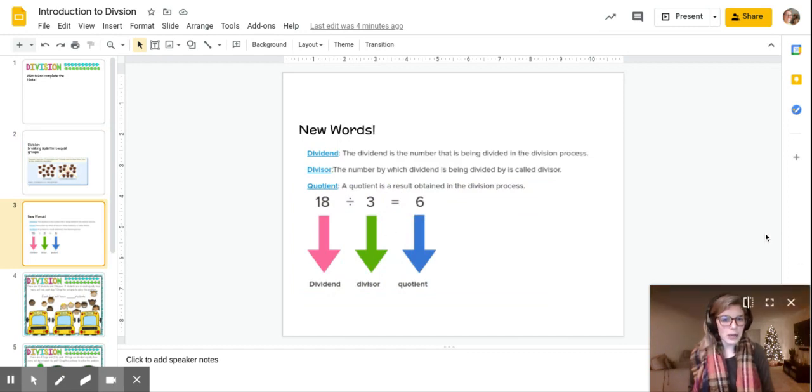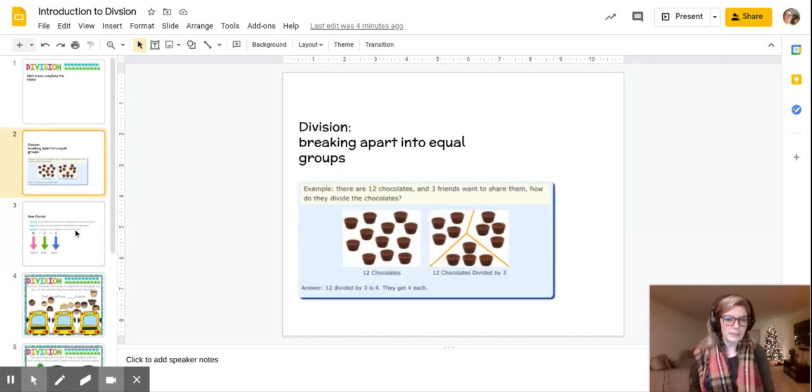In this upcoming week, we're going to learn about 3 new vocabulary words. The very first one is called dividend. Dividend. Try saying that one at home. Dividend. And dividend is the largest number in the equation. And that's the number of things being broken apart. So the dividend in our last example was the chocolate.